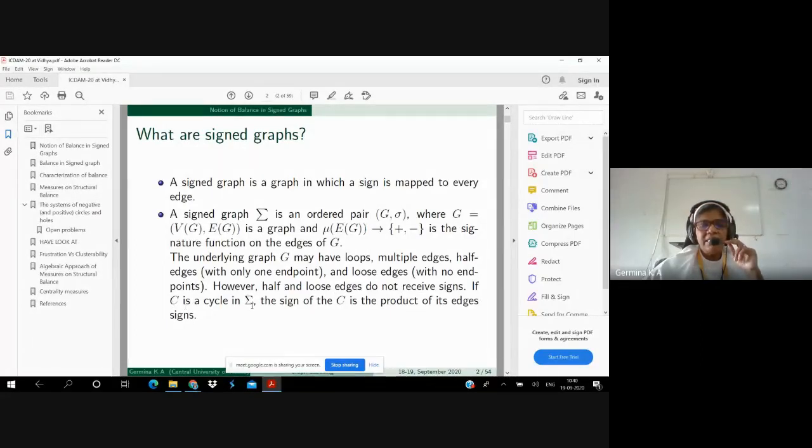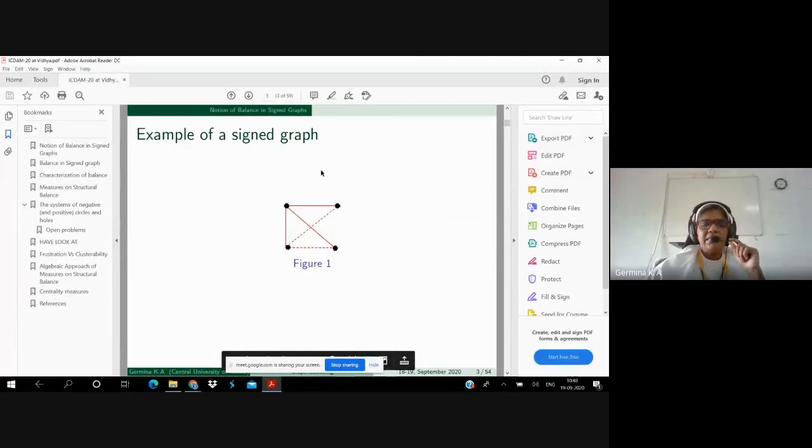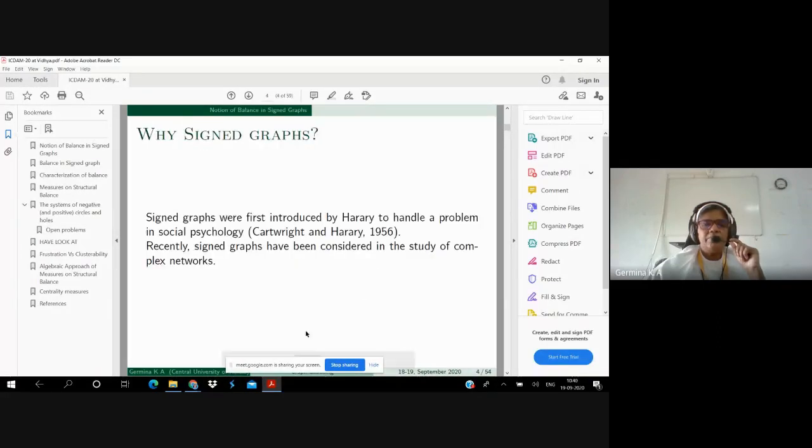If C is a cycle in sigma, I hope you all know what we mean by a cycle. So in signed graph theory, how you decide whether a cycle is positive or negative is important. That is, if the product of the signs on the edges is positive, we say it is a positive cycle. Similarly, if the product is negative, we say it is a negative cycle. This is an example of a simple signed graph. You can see I have represented here bolded lines as positive edges and dotted lines as negative edges.